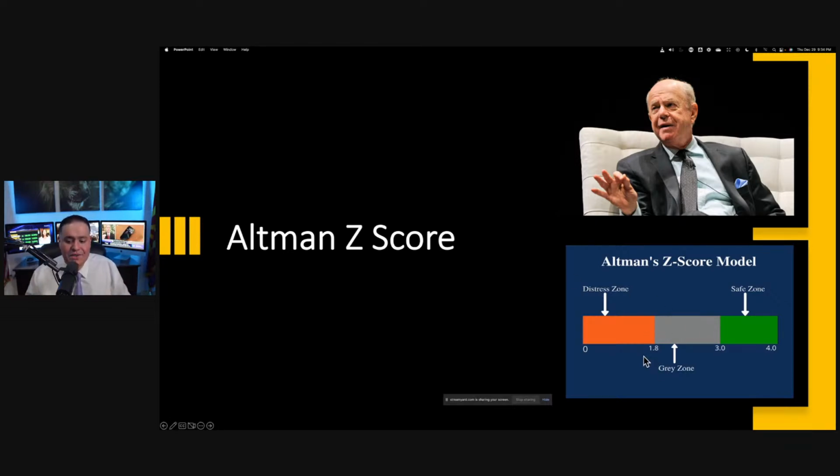The scoring system goes from 0 to 4. Numbers under 1.8 are significant for bankruptcy. That means bankruptcy is a serious risk. The gray zone between 1.8 and 3 means there is a possible risk of bankruptcy, so keep an eye on it. And anything above 3, you're definitely in the safe zone.